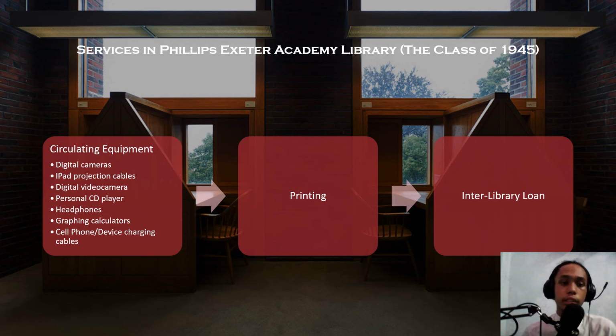Next is printing services. The Phillips Exeter Academy Library has printing services available for any students and staff. Lastly, interlibrary loan. Interlibrary loan is where materials requested that are either too specialized or not appropriate from the collection of the library can be borrowed from other institutions.